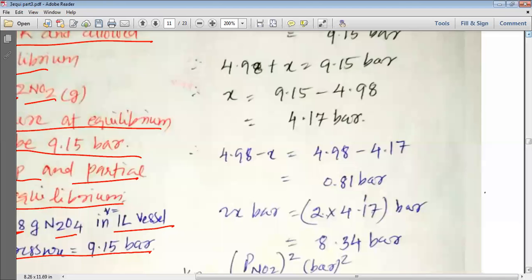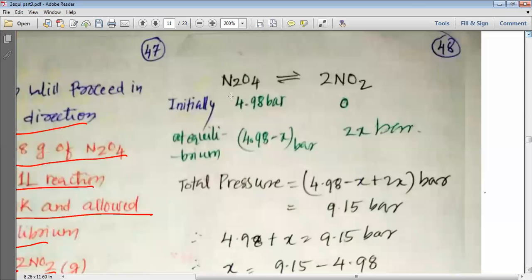So let us write the equilibrium N2O4 that gives 2 NO2. Initially, we have just calculated the total pressure of our N2O4 was 4.98 bar, and the product has not been formed. If 1 mole of this is completely used, we get 2 mole of it. So if X mole of this N2O4 is used, we will get 2X mole or 2X bar of NO2.